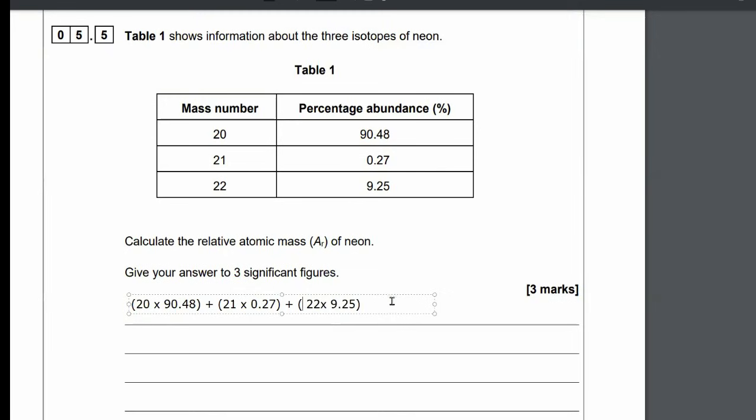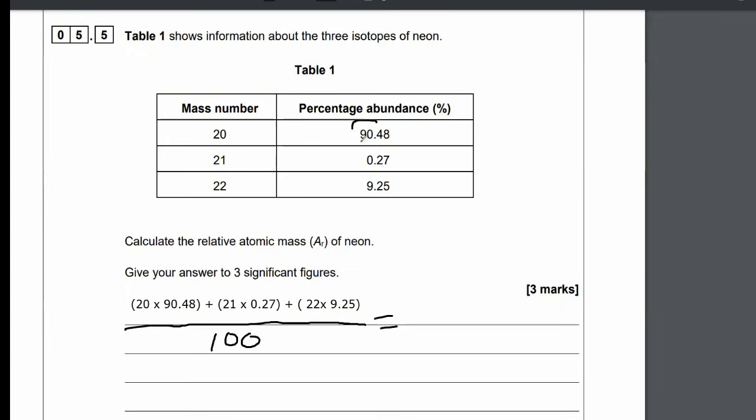Now, you just want to have a quick gander and make sure the abundance is 100%. Yeah, that's going to all add up to 100%. Divide by the total abundance, which is 100. Now, make a prediction about your answer before you stick it in the calculator. So, which one is there more of? Is there more of number 20, 21, or 22?